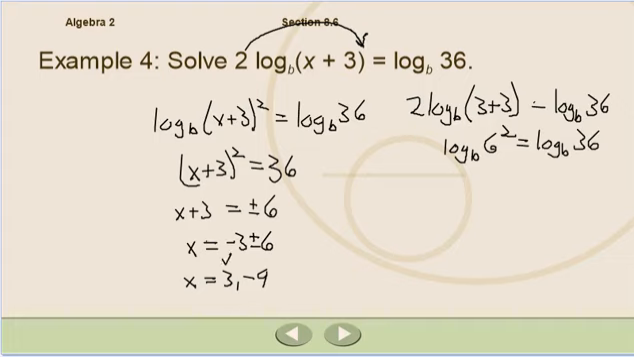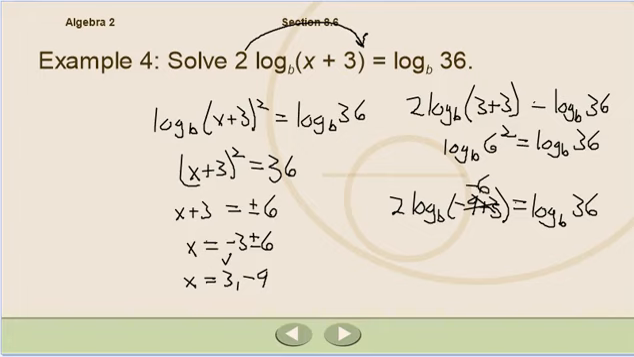And now let's try negative 9. We've got 2 log base b of negative 9 plus 3. Sorry, I should have put that as negative 9 plus 3. So putting in x, negative 9 plus 3 equals log base b of 36. Negative 9 plus 3 is negative 6, and as mentioned before, we can't take the logarithm of a negative, so we have to stop here.